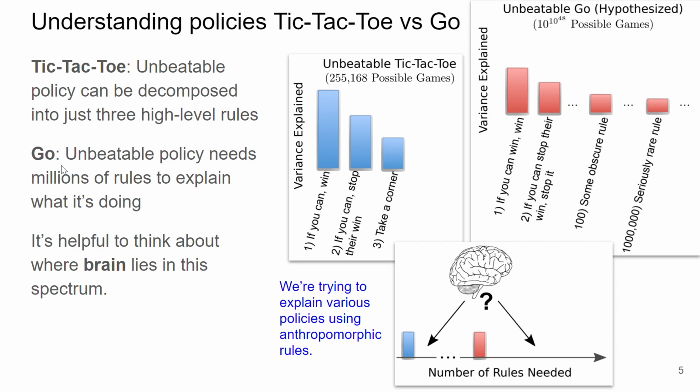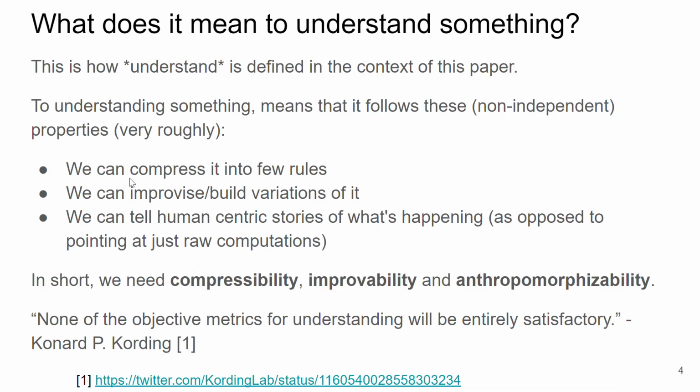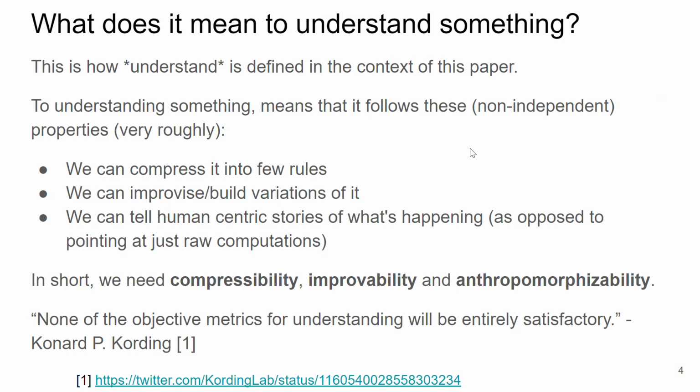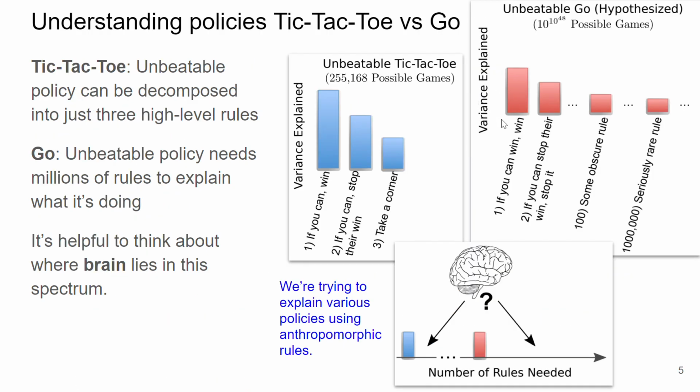Now that all of us see that tic-tac-toe satisfies these definitions, let's spend some time thinking about Go. How can an unbeatable policy in Go be decomposed into rules? The authors hypothesize that there wouldn't be a small set of rules, and you'll need lots of anthropomorphic rules to explain this unbeatable policy. For that reason, they say it is not compressible, and hence it violates our definition of understanding, and hence this is not understandable.